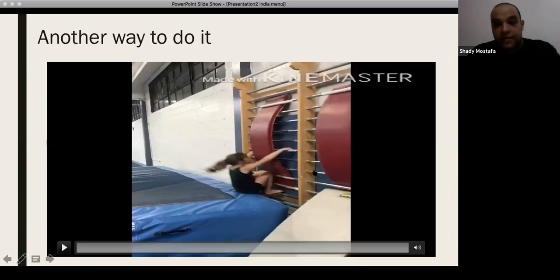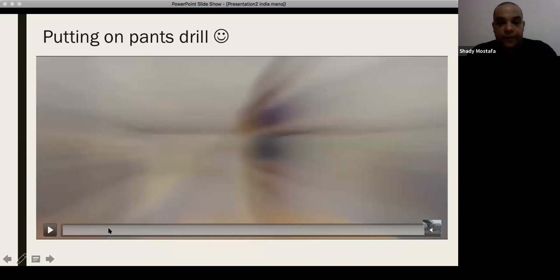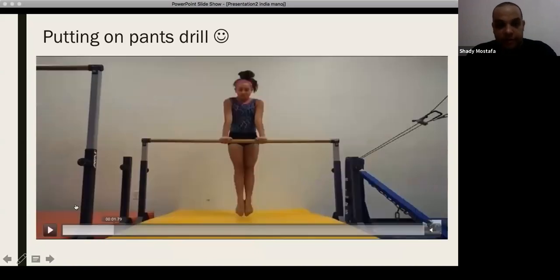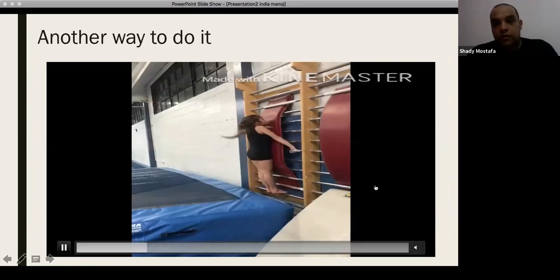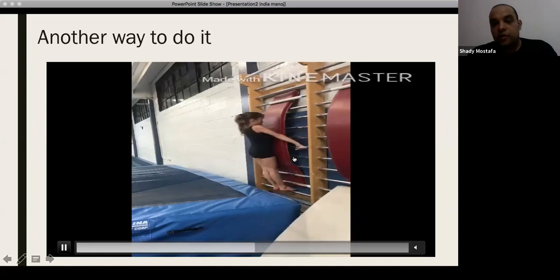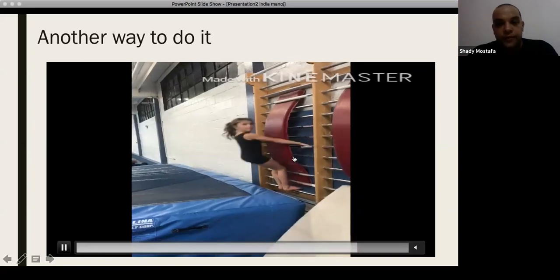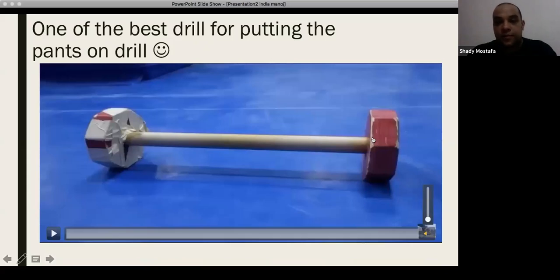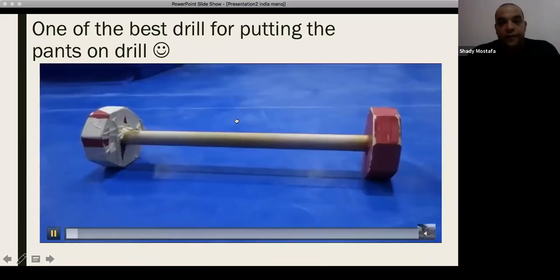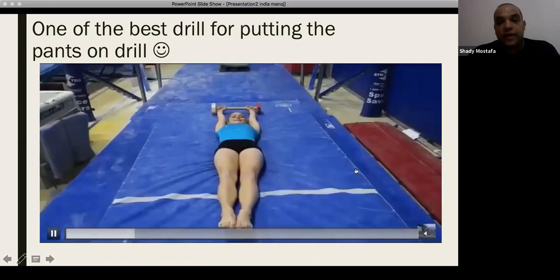If you don't have this facility or this bar in your gym, you can do it here also. Now, this is a piece of wood. You can do that in your gym. This is a very useful piece of equipment. This is really, really good to imitate the kip.